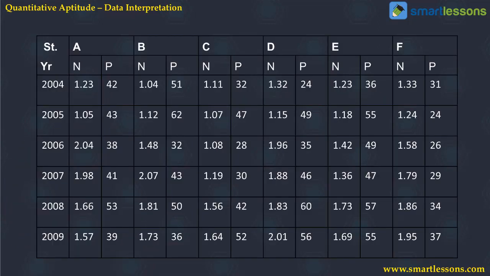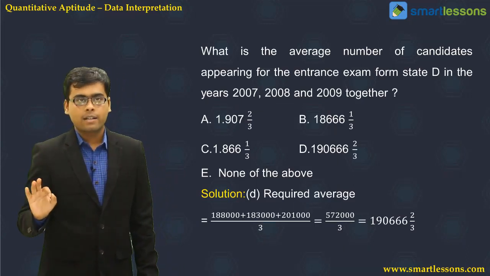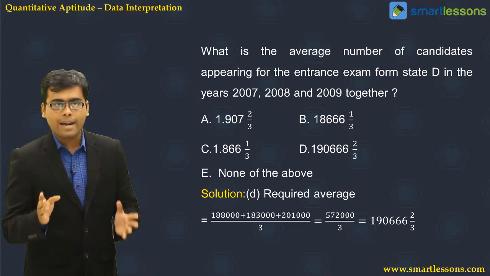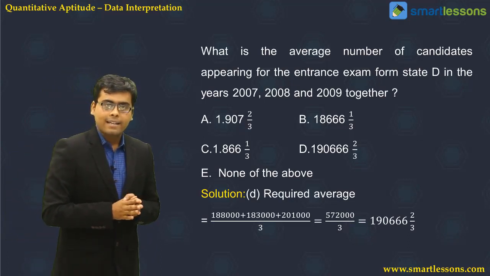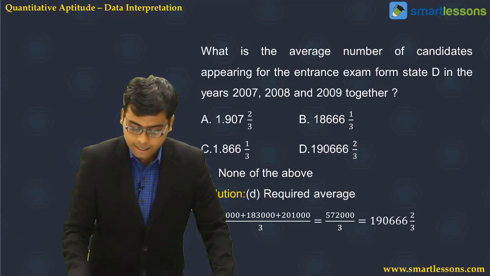Refer to the table. Yes. From the state D in the year 2007, 1.88 lakhs candidates appeared in the exam. In 2008, 1.83 lakhs candidates appeared in the exam, and in 2009 the number of candidates was 2.01 lakhs. So if you add these three, you will get 5.72 lakhs. Now you need to find the average. So 5.72 divided by 3 will give you the required average, and that is 1,90,660 and 2 by 3. So which option is correct? Option D is the correct one.